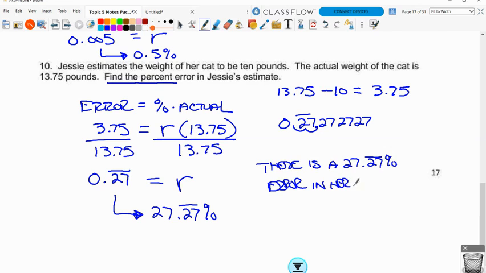Okay, so for percent change, percent error, calculate the amount of change or error, and then you're always comparing that to the original or actual amount.